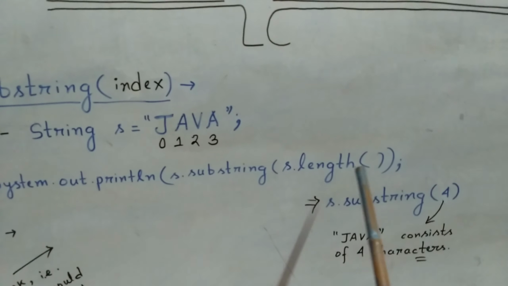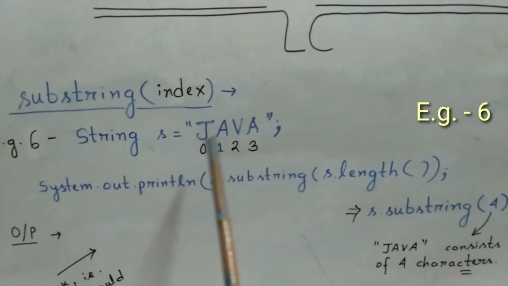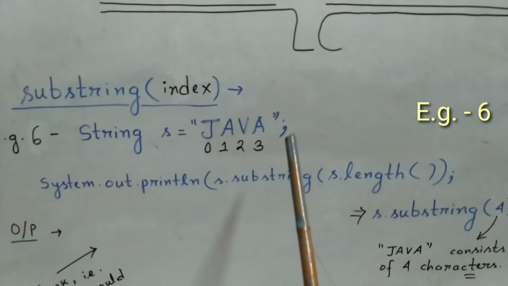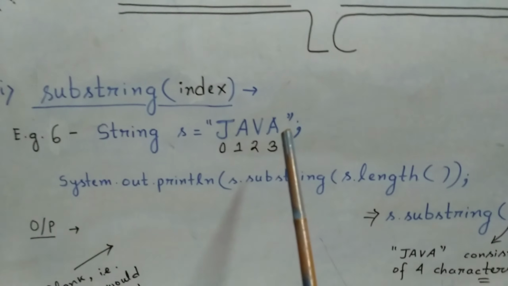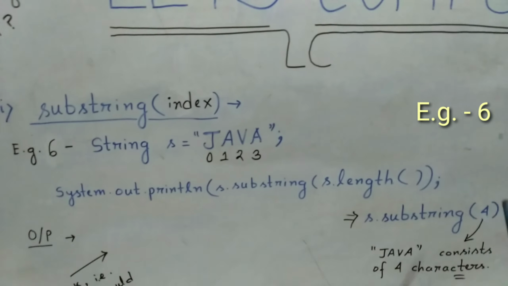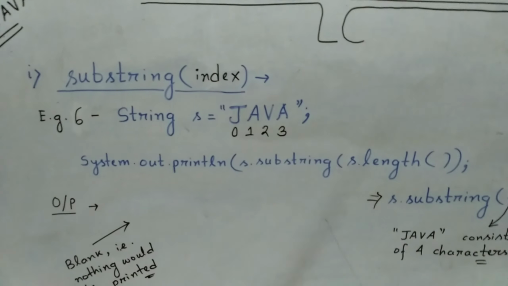Well, s dot length would return 4 since Java consists of only 4 characters. Here you could see it. But the index position 4 is not present here. Hence, s dot substring 4 would return nothing. Output would be absolutely blank.